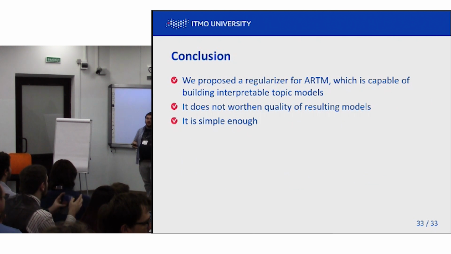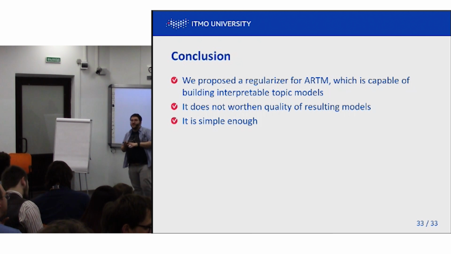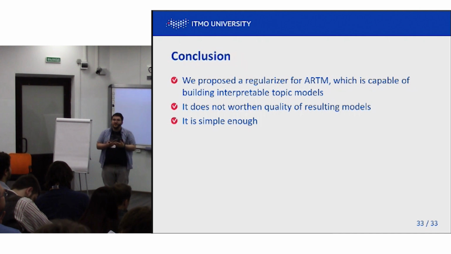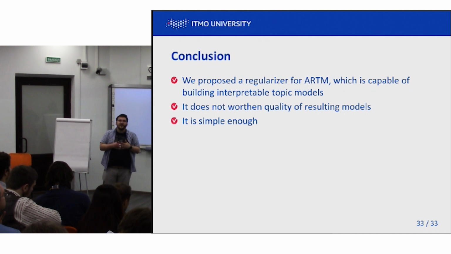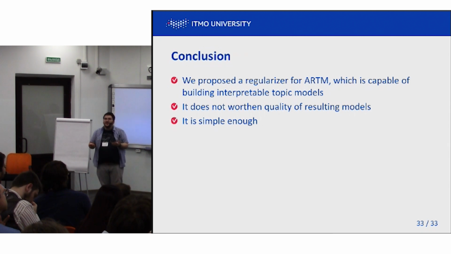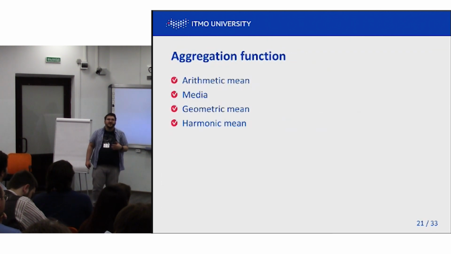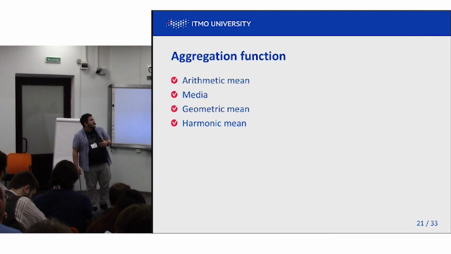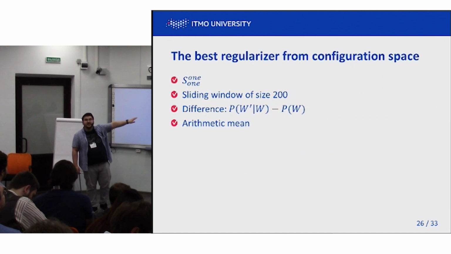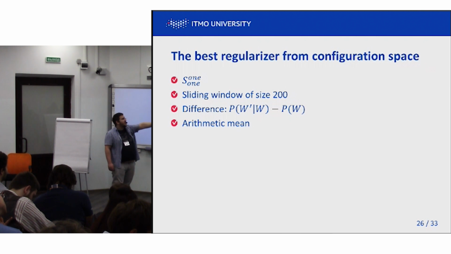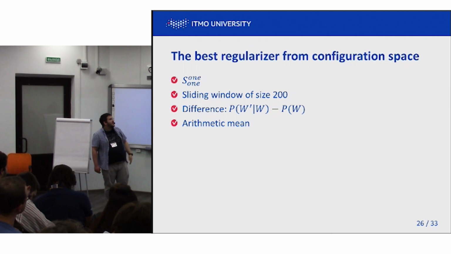So, to sum up, we have presented a new regularizer, which we have chosen from a configuration set of interpretability measures. This regularizer helped us to improve interpretability of the resulting topics without worsening the quality of topics. And it was simple enough. In fact, all the strange measures we added to the configuration space were not so important because, let me show once again, it was quite simple. One with one, no subspaces, no subsets were required, arithmetic mean, nothing complex, sliding window, and the difference measure, which is one of the simplest.